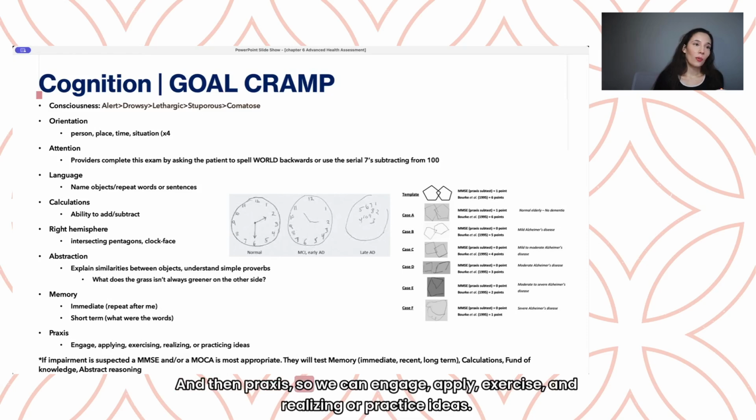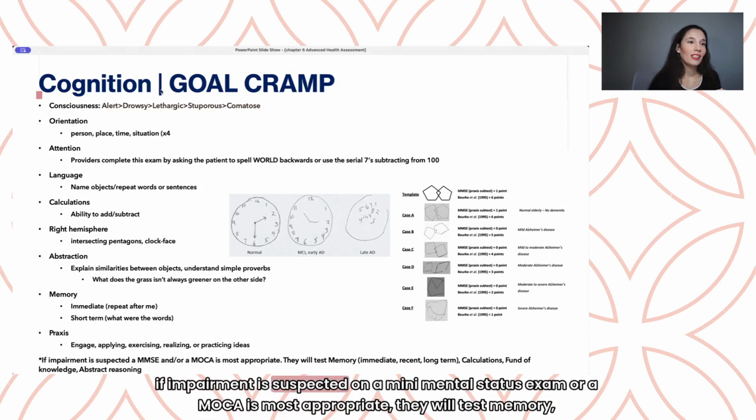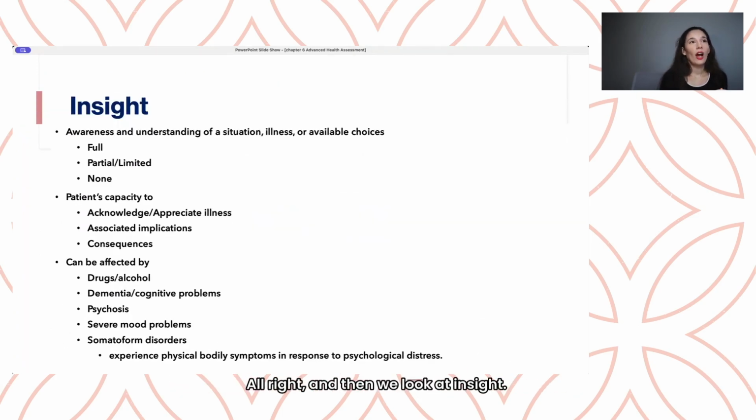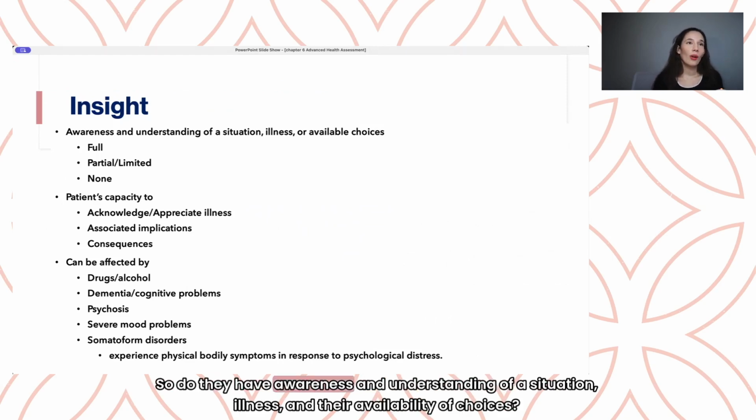And then praxis. So we can engage, apply, exercise in realizing or practice ideas. And if impairment is suspected, a mini mental status exam or a MOCA is most appropriate. They will test memory, calculations, funds of knowledge, and abstract meaning. All right. And then we look at insight. So do they have awareness and understanding of a situation, illness, and their availability of choices?